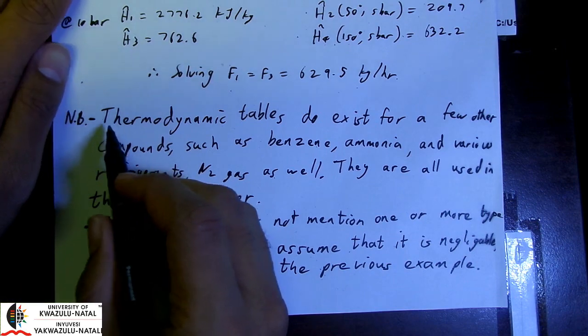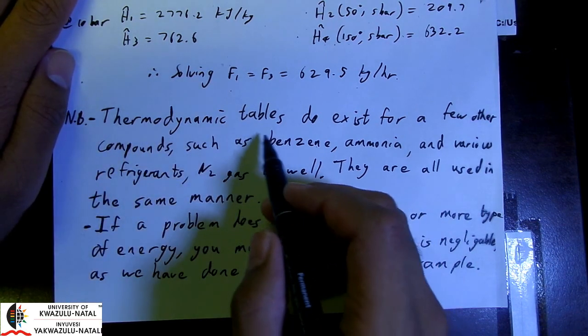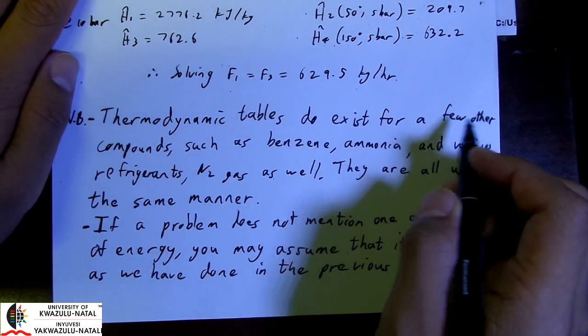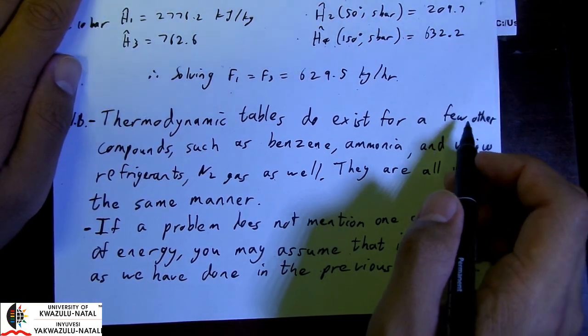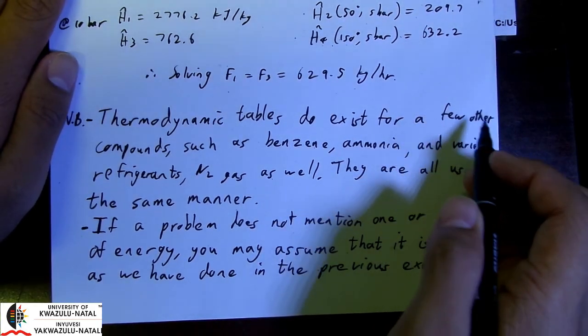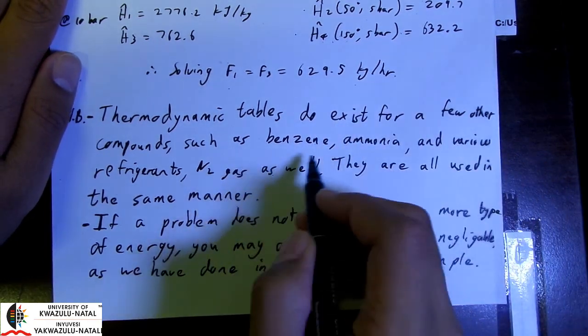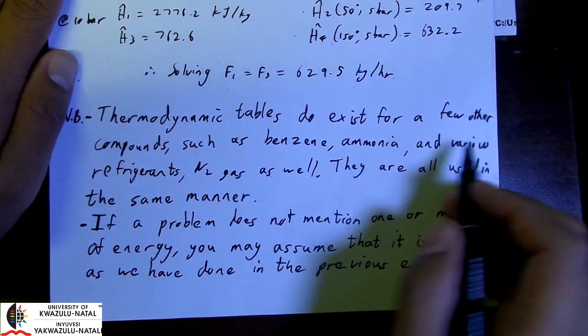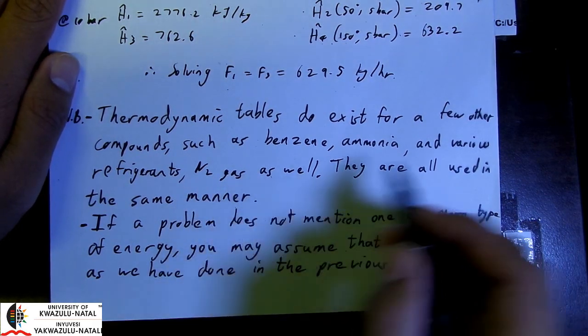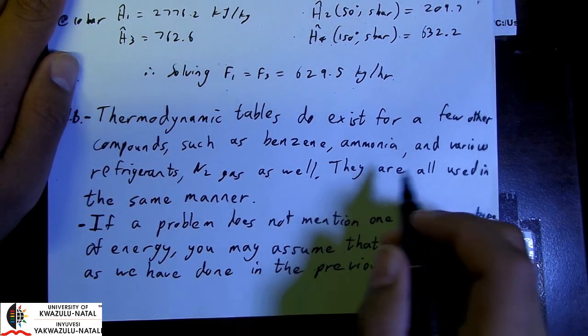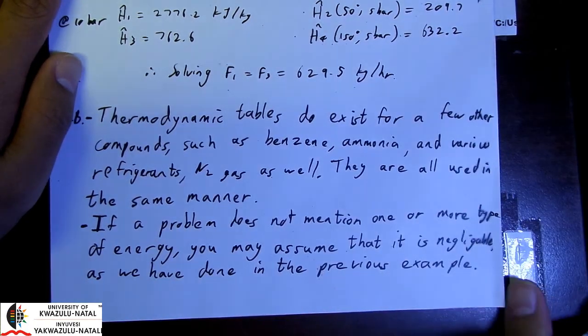So just some last points to note. Thermodynamic tables do exist for a few other compounds. So we don't only have steam tables for water. We have steam tables for other popular compounds such as benzene, ammonia, various refrigerants, and even nitrogen gas. Okay, and all of these tables are used in the same manner. There's nothing different about them really.